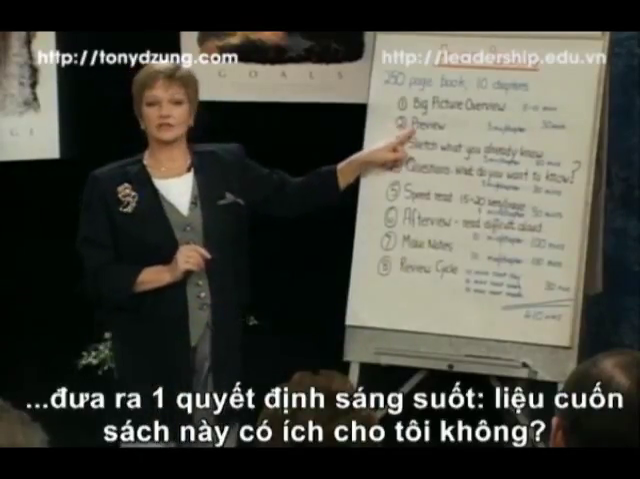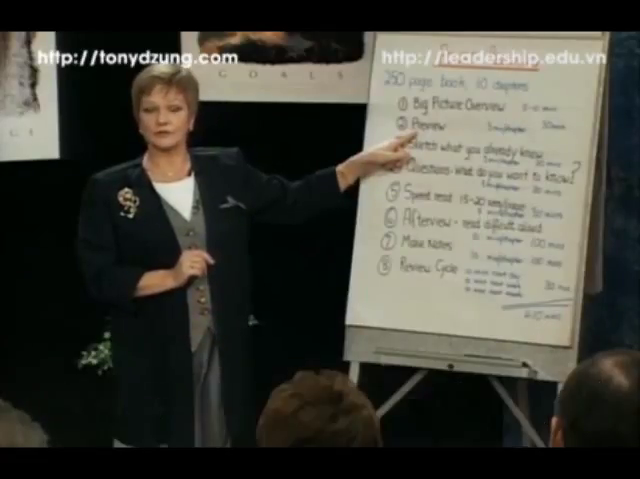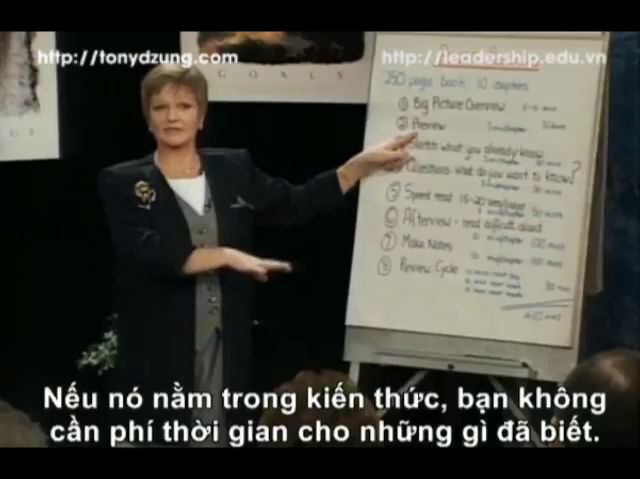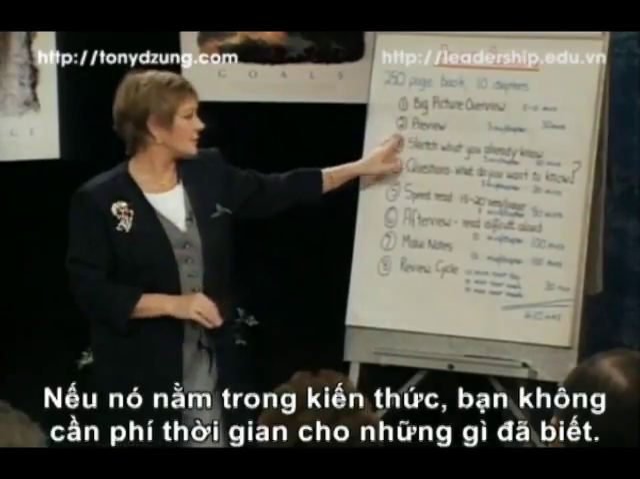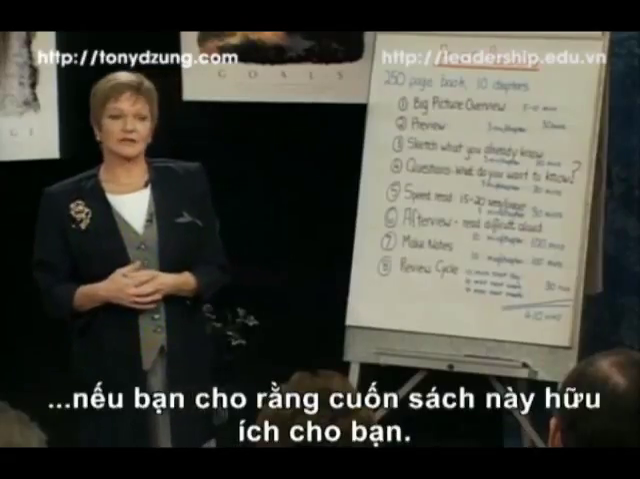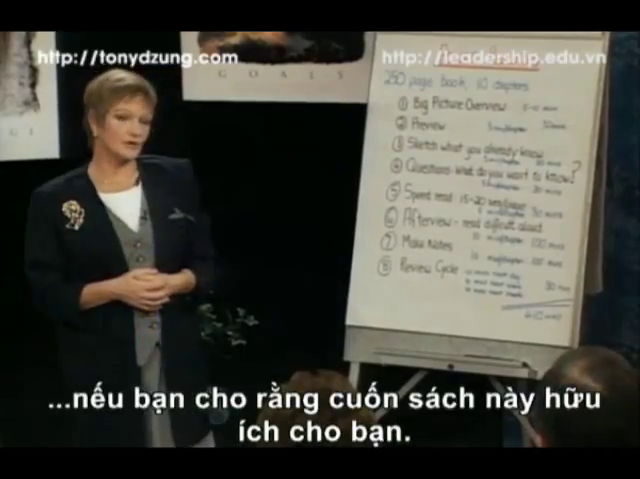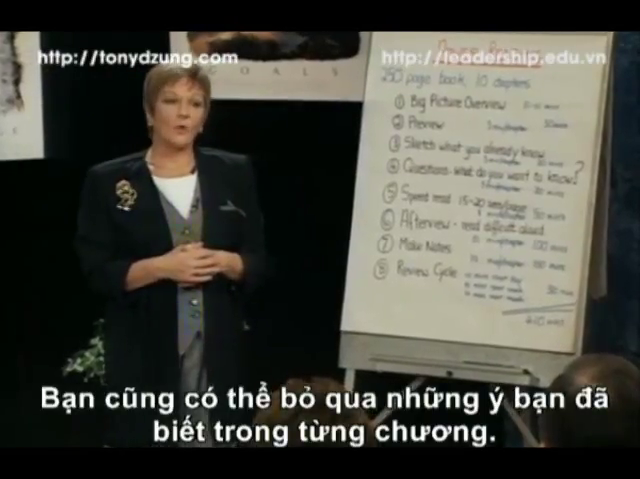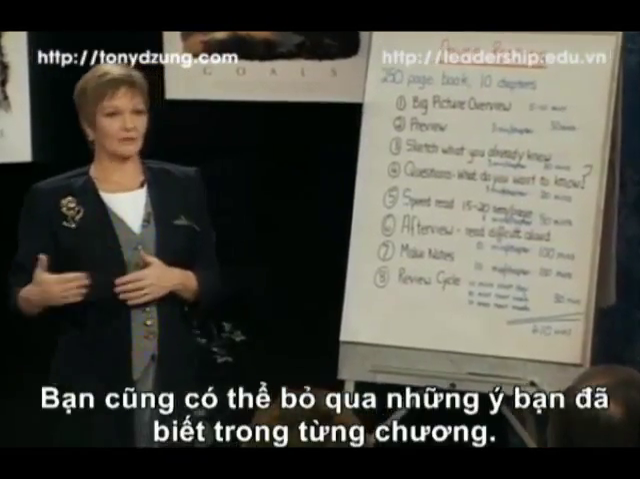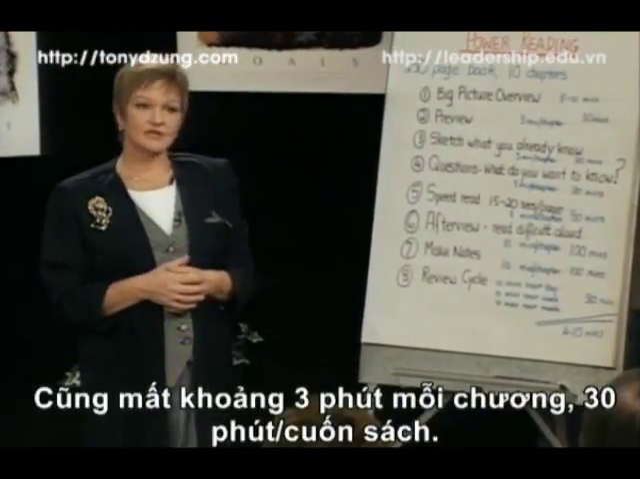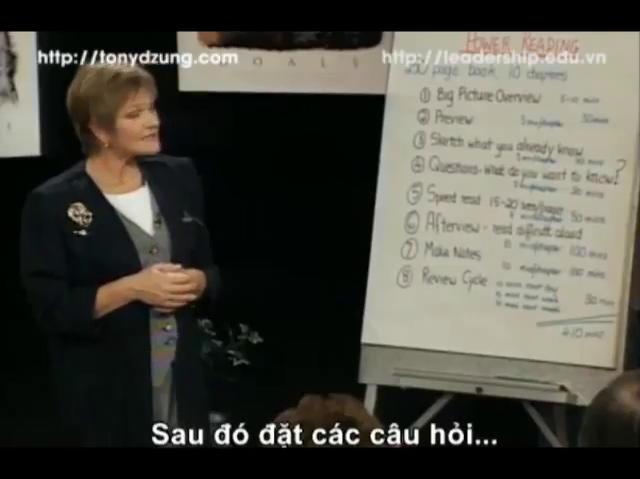So you actually make a conscious decision there of whether the book is useful to you, and it's going to add to your knowledge. You don't have time to waste on things that are only what you already know. So you spend about 3 minutes a chapter if you've decided that the rest of the book is going to be useful for you. You can then sketch out in note form what you already know about each of the chapters, about the subject. That, again, about 3 minutes a chapter, 30 minutes for the book.